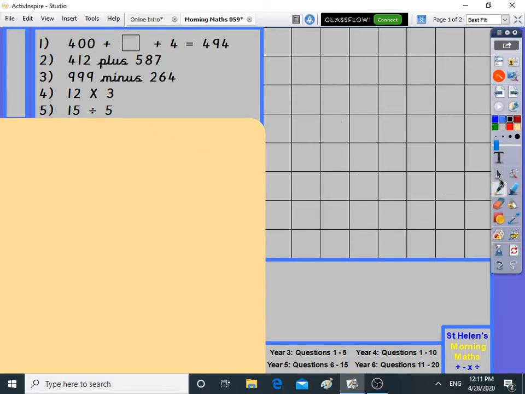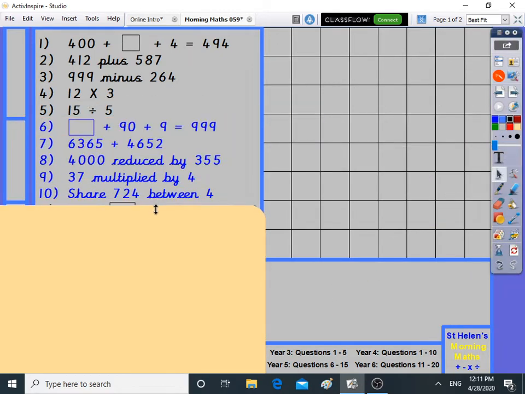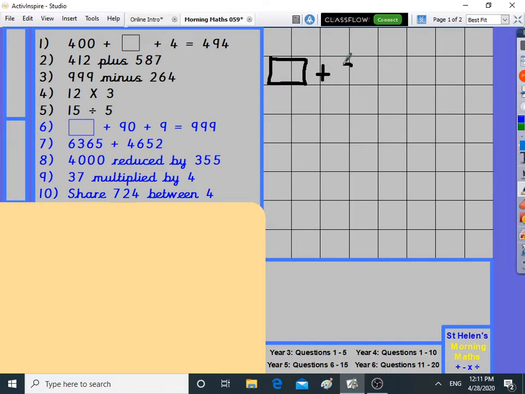Let's move on to question 6 and the year 4 level questions. So question 6, something plus 90 plus 9 equals 999. I managed to fit it all across here. Couldn't use my squares correctly. I don't have that many squares. So we have units, tens and hundreds. This one is units. This has units and tens. This one is a mystery.